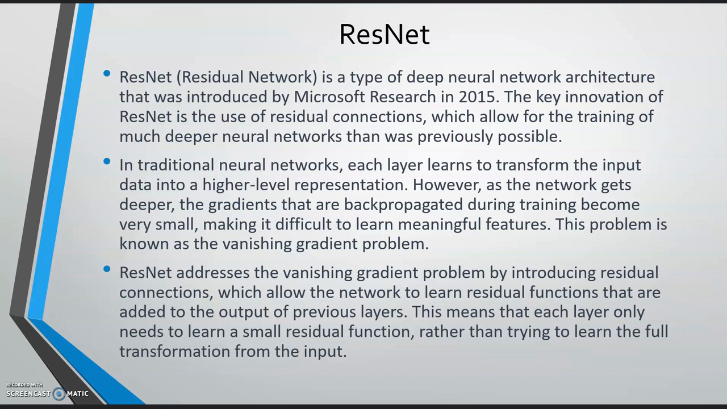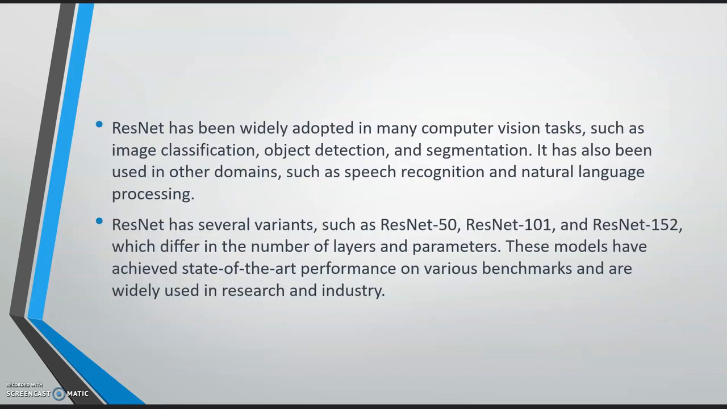This problem is known as the vanishing gradient problem. Residual network addresses the vanishing gradient problem by introducing residual connections, which allow the network to learn residual functions that are added to the output of the previous layer. This means that each layer only needs to learn a small residual function rather than trying to learn the full transformation from the input.